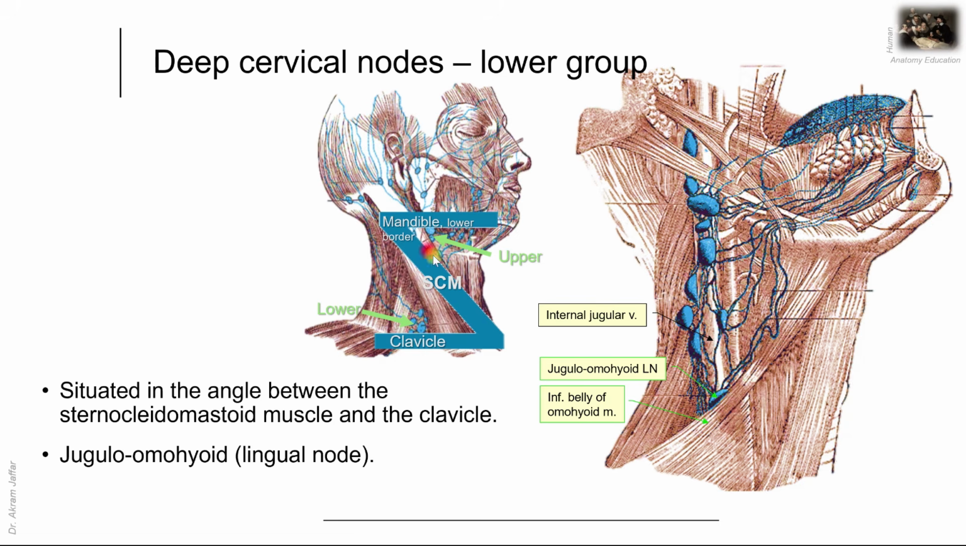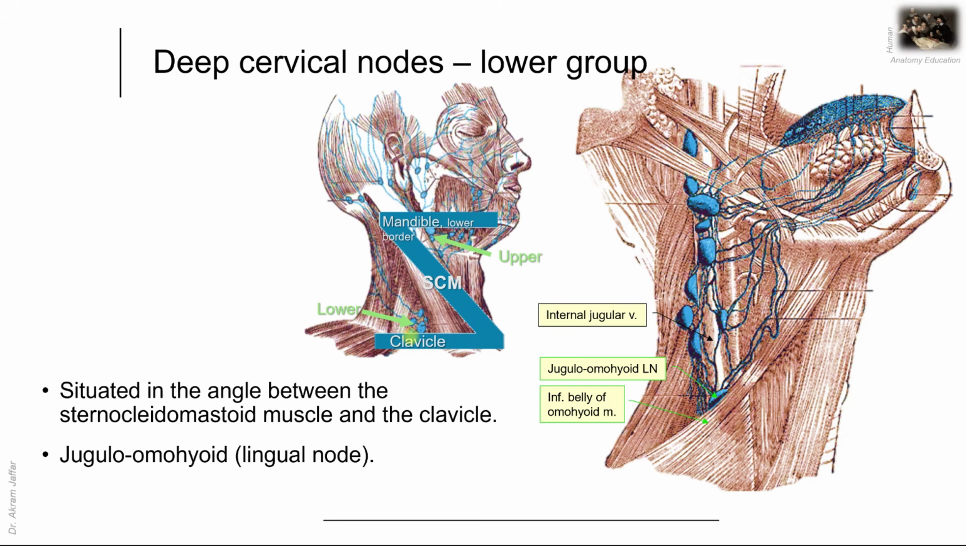Like the upper group, there is one node which is special. There is also one which is special for the lower group of deep cervical nodes, and it is located where the omohyoid crosses the internal jugular vein, close to its intermediate tendon. This is the omohyoid muscle, one of the infrahyoid muscles. It has a superior belly, an intermediate tendon, and an inferior belly; omo, because it's attached to the scapula. You can see that it extends between the hyoid bone and then goes to the upper border of the scapula.